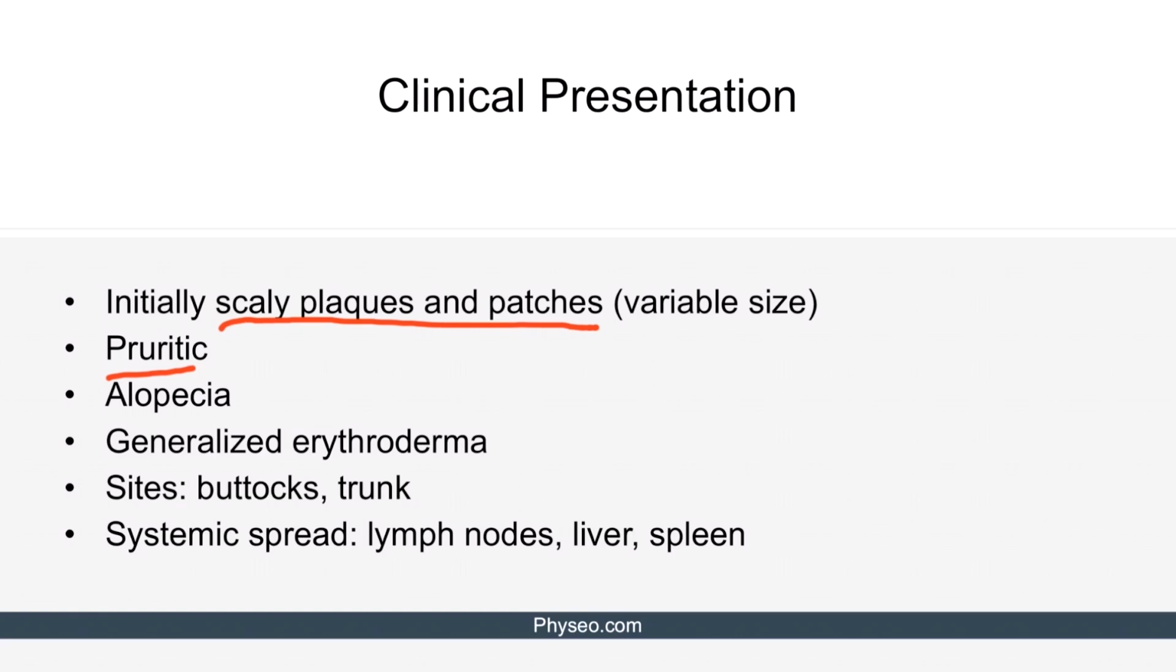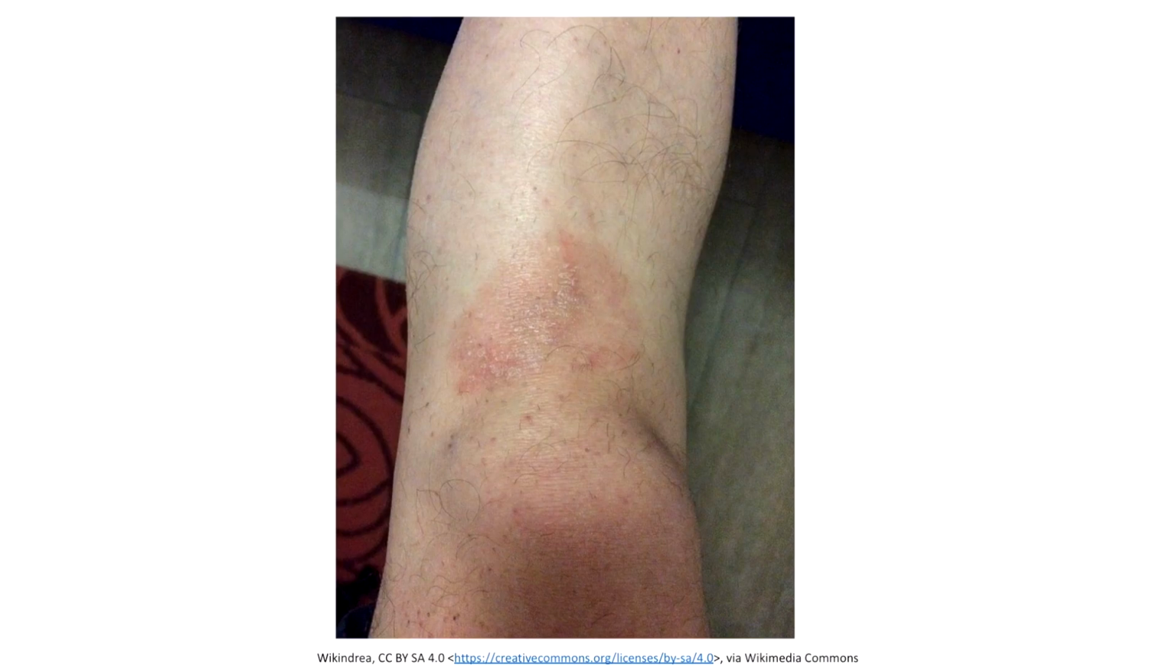Sites commonly involved are the buttocks and trunk region. And systemic spread can occur to lymph nodes, the liver, and the spleen. Here's a picture showing a well-demarcated scaly erythematous lesion over the left leg of this patient. And this is a case of mycosis fungoides.